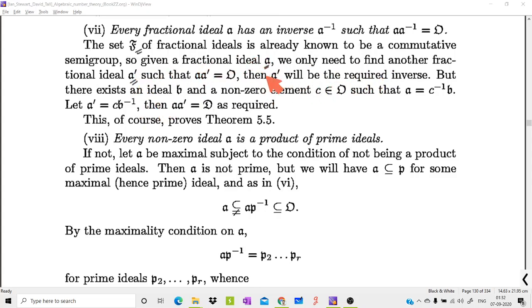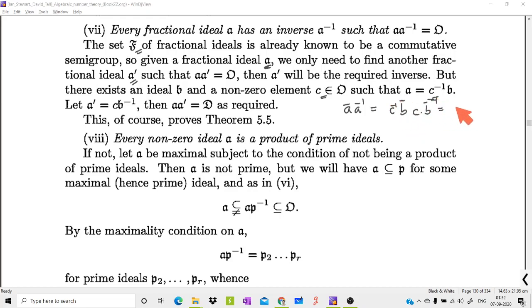But every fractional ideal A can be expressed as C inverse B for some C belonging to O. Now we define A prime as C into B inverse. This B inverse is defined for every ideal, we can get the inverse of that ideal, and for every C inverse there exists C. So this A prime is equal to C B inverse. Then what is A A prime? A A prime is equal to C inverse B times C B inverse.